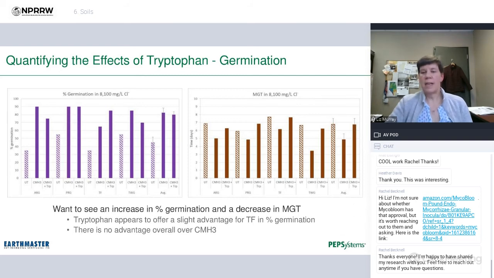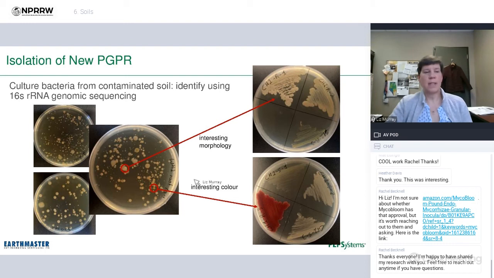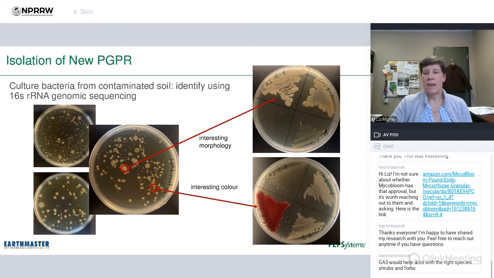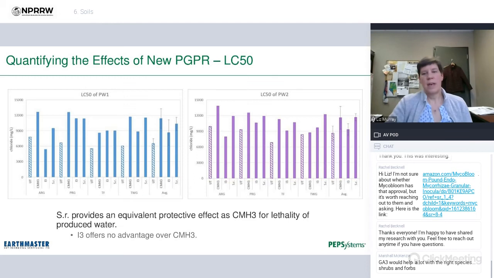So next we looked at adding in some different bacterias, and we did that by just plating some soil bacteria, looking for interesting morphologies, and then identifying them using 16S RNA, and then adding those into the seed treatment. And what we found, once again, untreated control, and the solids are the treated control. We had our standard CMH3 bacteria, and then we're looking at an isolate called I3 and then another one called SR to see if we could actually get something that's better than CMH3.